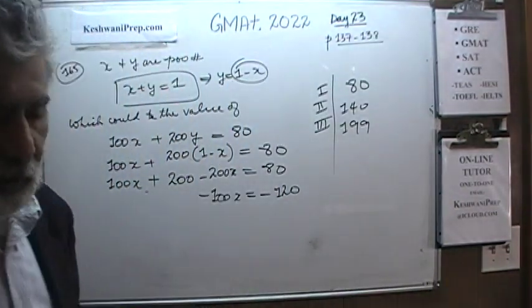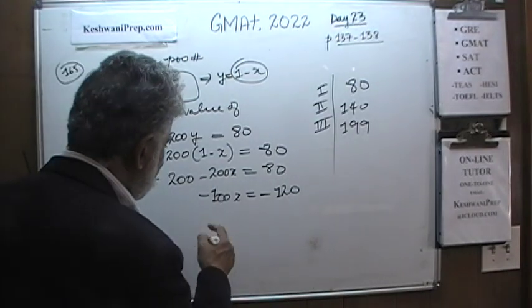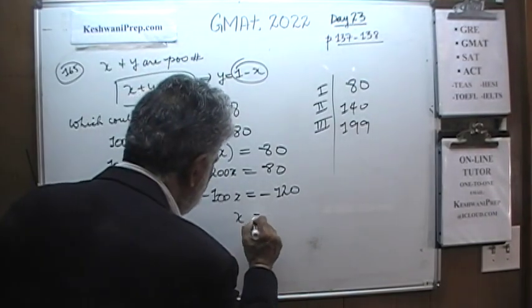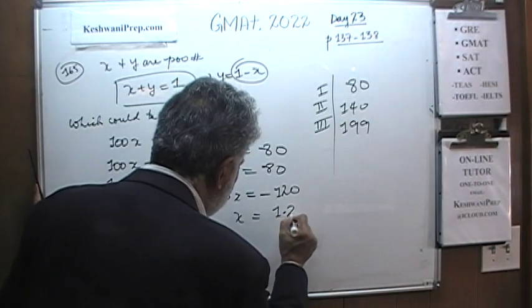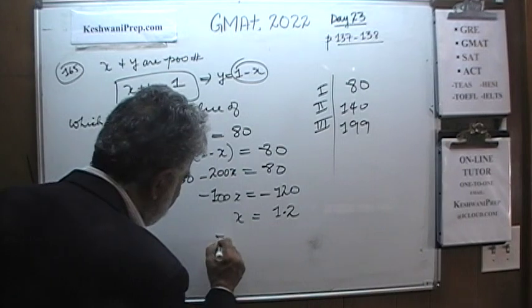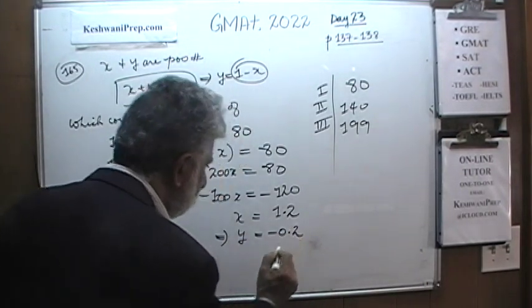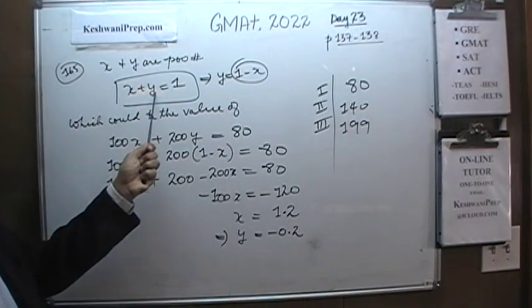That's going to give us negative 120. Divide both sides by negative 100 and we find that x will have to equal 1.2. If x equals 1.2, that in turn must imply that y would have to equal negative 0.2, because they have to add up to 1.